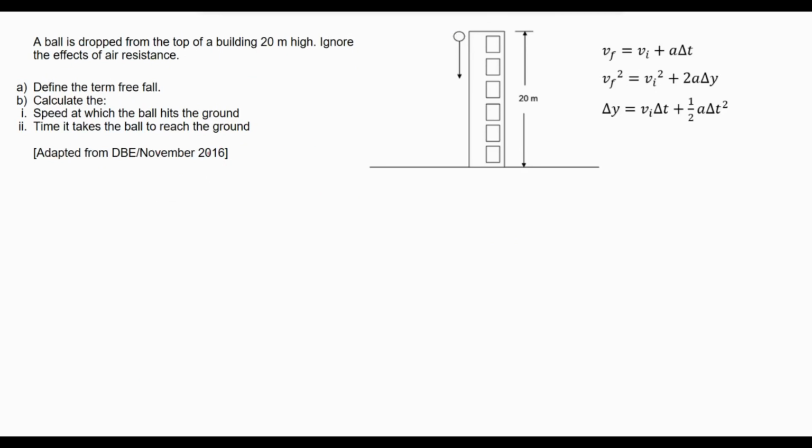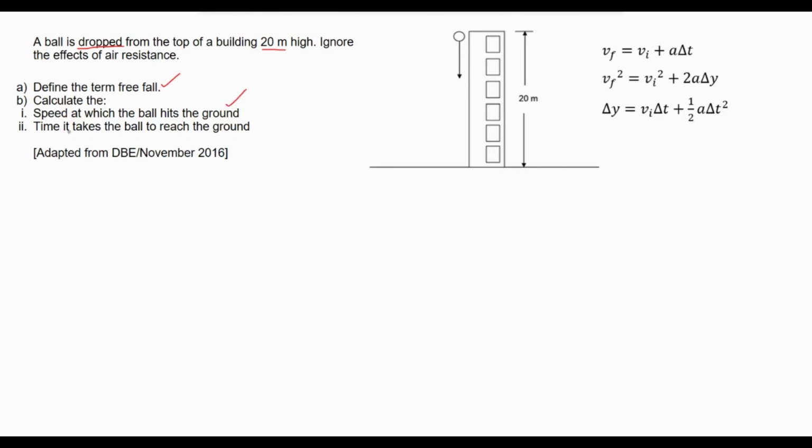Let's do this question together. A ball is dropped from the top of a building 20 meters high. Ignore the effects of air resistance. Define the term free fall. We should know our definitions. We'll talk about that. Calculate the speed at which the ball hits the ground.